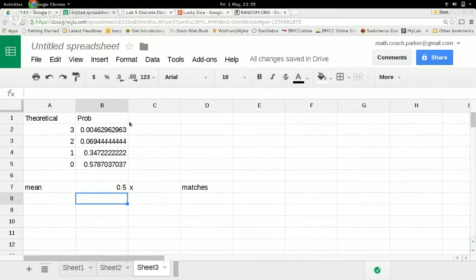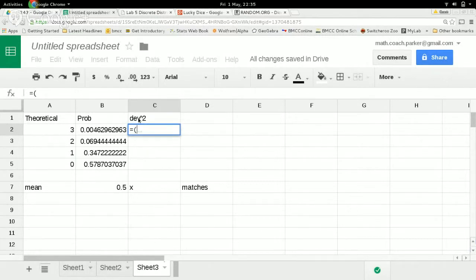Standard deviation is a little tricky. The procedure before to do that was to find the deviations and then square them. Deviation is how far one is from the mean. So to calculate that, I take the number 3 and I subtract the mean, 0.5. That's the deviation of 3. I then want to close the parentheses and square it.